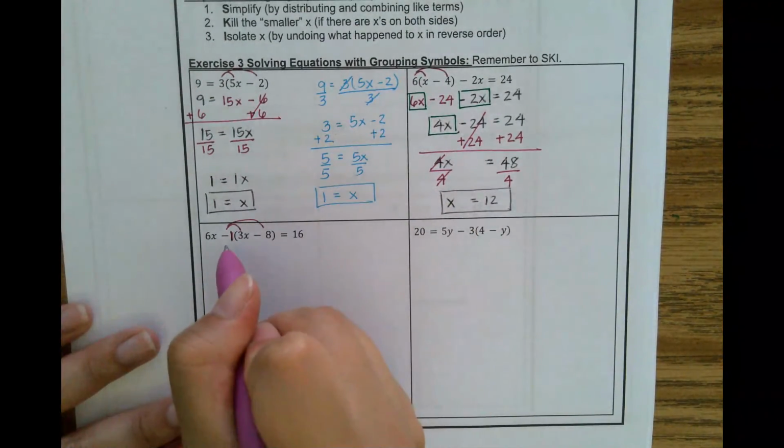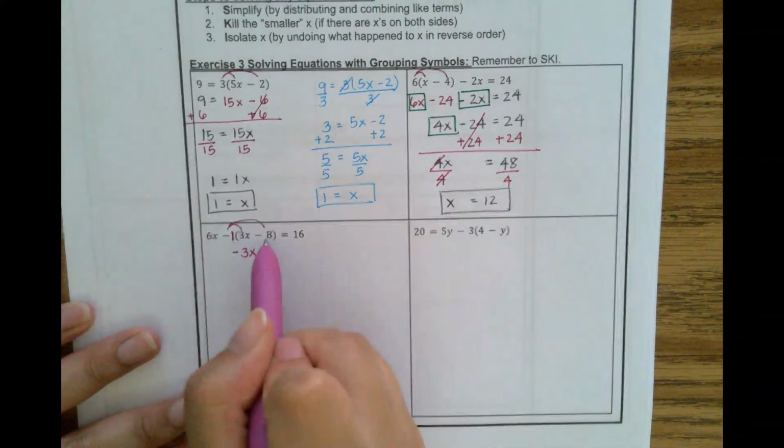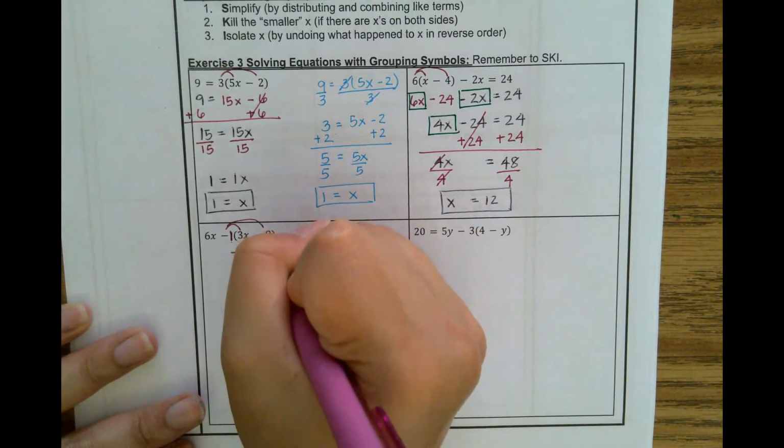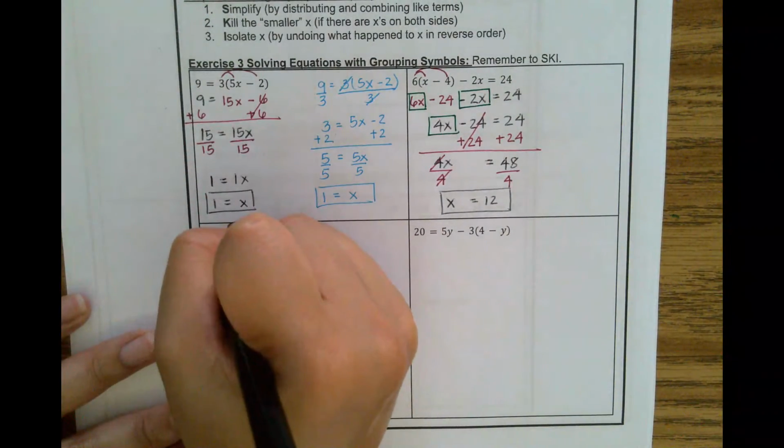So I'm going to start by distributing this negative 1 by multiplying it. Okay? So negative 1 times 3x is a negative 3x. Negative 1 times negative 8 is a positive 8. So make sure that changes the sign. Everything that I didn't touch, I'm going to bring it back down.